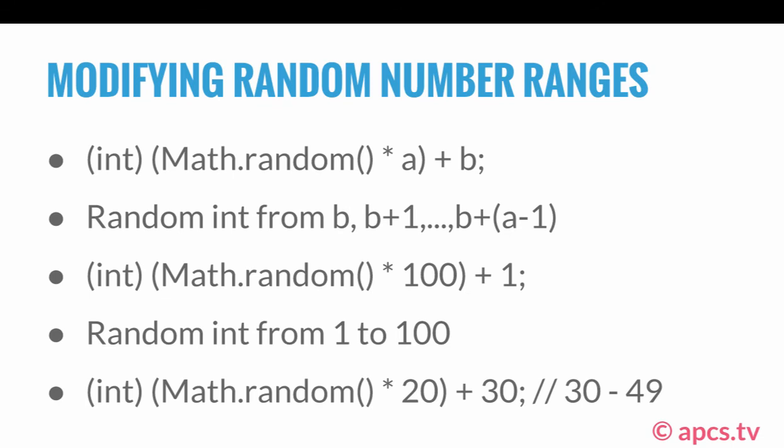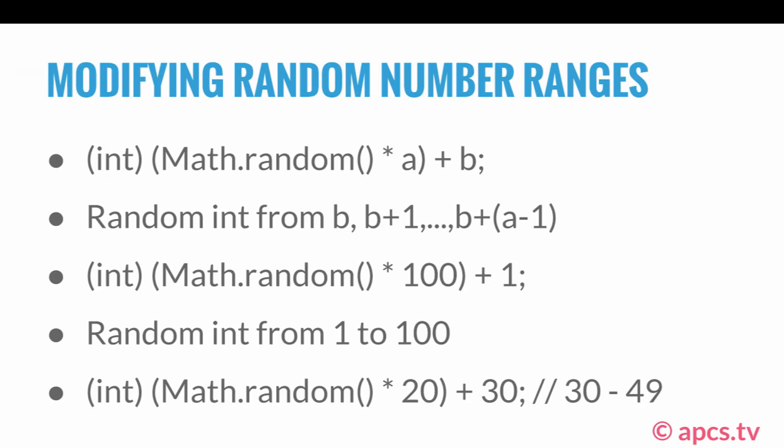Next, let's say that we don't want to go from 0 to something. Let's say we want to go from 1 to 100 or anything else. Let's say we don't want to start with 0. That's where we'll have to add on a number as well. So when we go int Math.random times a plus b, we'll get a random integer starting at b and going on till b plus a minus 1. So basically the 0 is replaced by b. So that's what happens when you add on b.